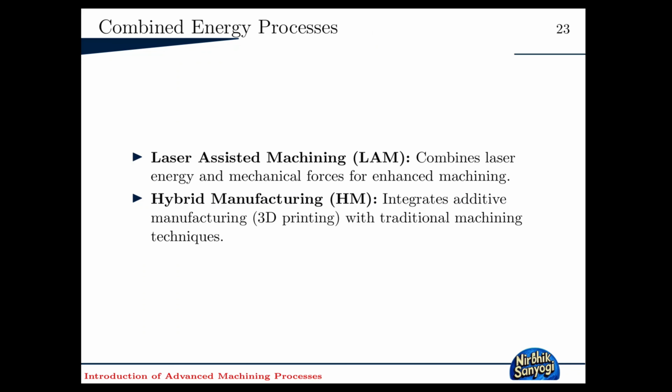Next classification, we call it the combined energy process. In this process, we combine more than one energy, like hybrid manufacturing. For example, it integrates 3D printing with traditional machining techniques. Laser assisted machining combines laser energy as well as mechanical forces for enhanced machining. I will discuss these machining processes in detail later.